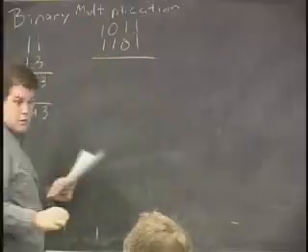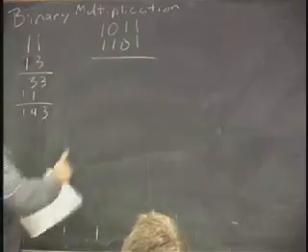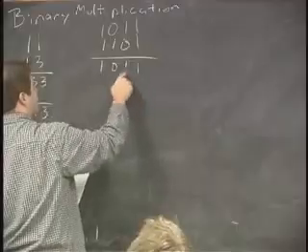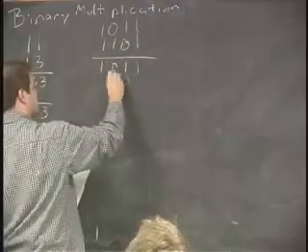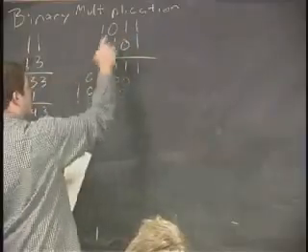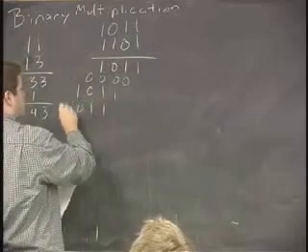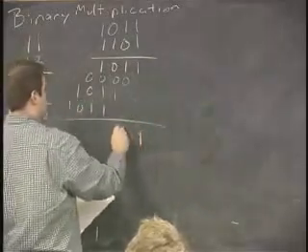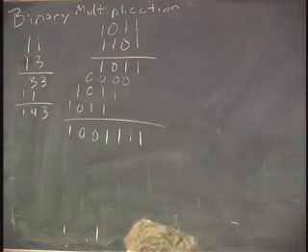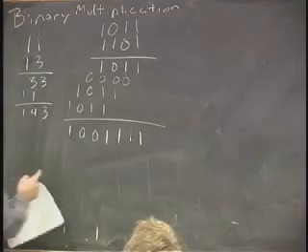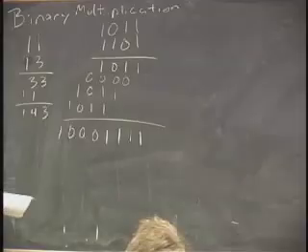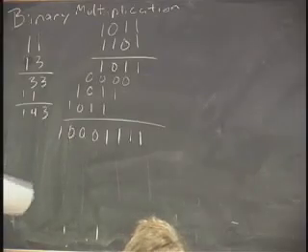Multiply the 1 times that, we get 1101. Come over a space, multiply 0 times that, 0000. Multiply 1 times that, 1101. Multiply 1 times that, 1101. And add. 1, 1, 1, 1, 0, 0, 1. Did you forget a carry? Yes, I did. The second to the last on the left. That's right.